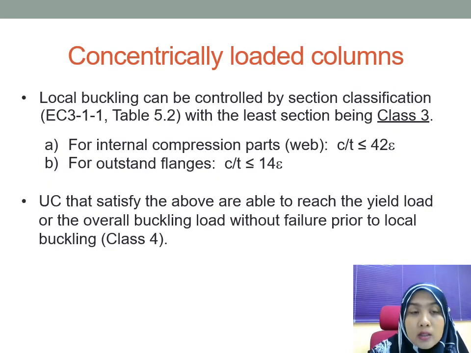Next, once we get our section size, we have to classify the column. Local buckling can be controlled by section classification, with the least section being class 3. It means that for internal compression part or web, the ratio should be less than or equal to 42 epsilon. And for the flange, the ratio should be less than 14 epsilon, so that we can avoid local buckling on the column.